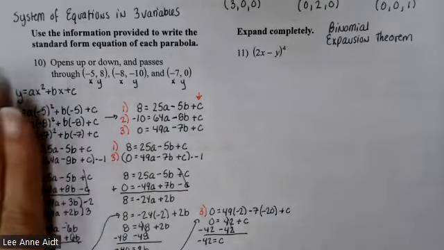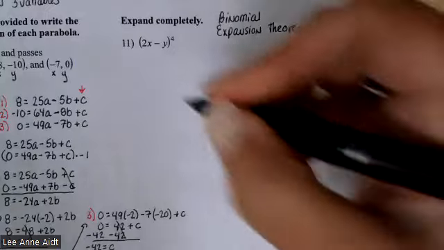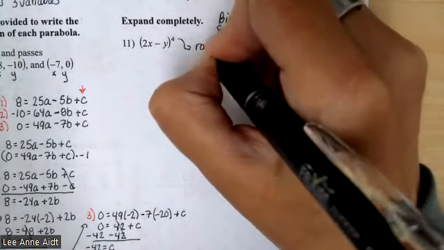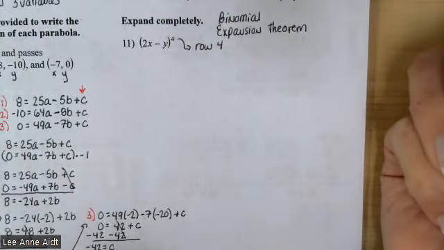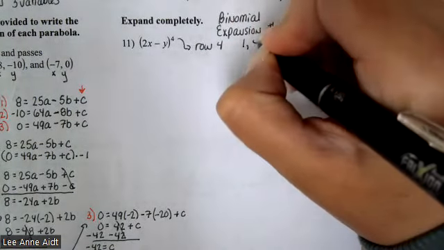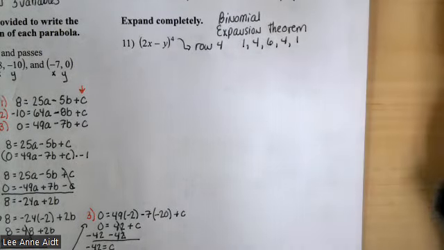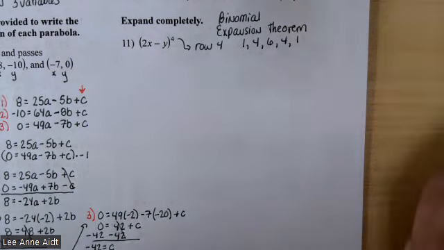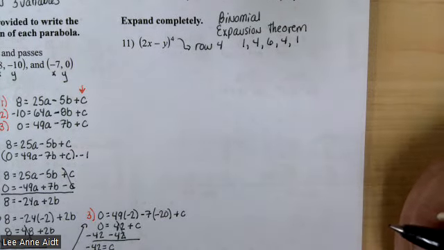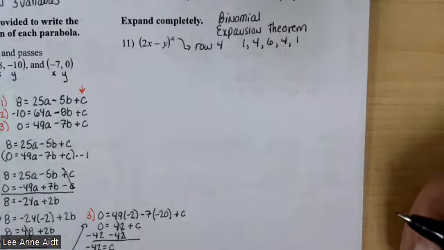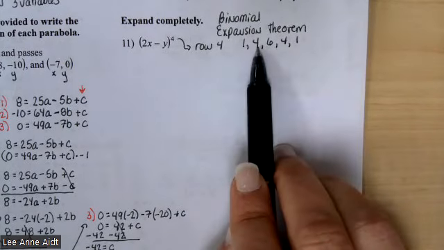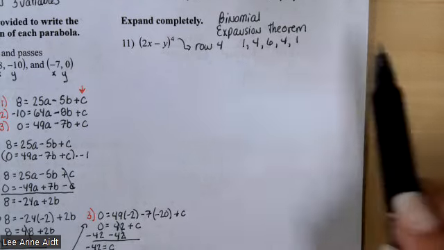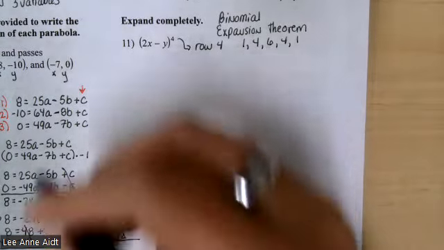All right, just check it. Anybody know what row we're in for number 11? Yes, row 4. And do you know what row 4 is? 1, 4, 6, 4, 1. I felt really bad for the people who thought row 4 was 1, 3, 3, 1, but it doesn't actually start with row 1. It starts with row 0. So if you did that, just so you know, the row number should always be the second number in. Just saying.